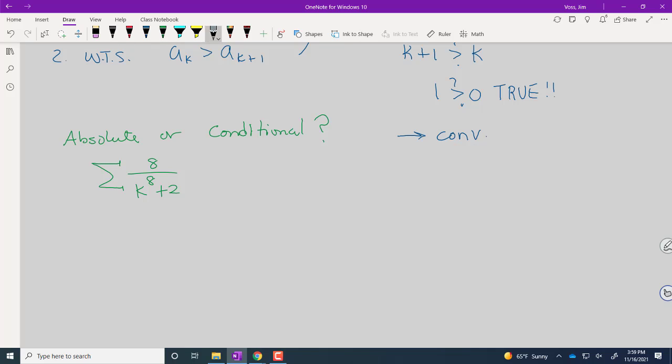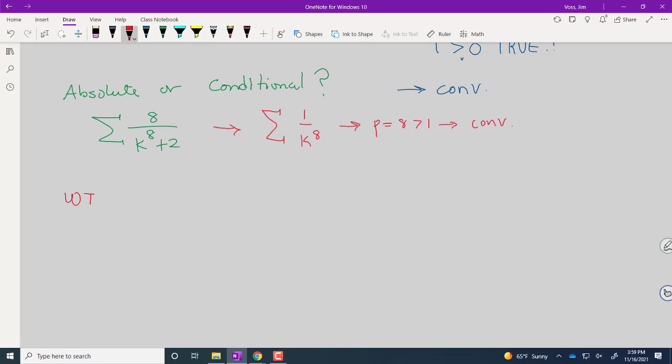Now, technically, we would need to do a comparison test. So what are we going to compare it to? 1 over k to the 8. Let's see if that works. Maybe we have to put in an 8 up there if the inequality doesn't work exactly right. But this is a p series. P is 8, bigger than 1, therefore converge. So we would want to show that our a sub k is less than the b sub k, correct? If this one converges and our original is smaller, then it must also converge.